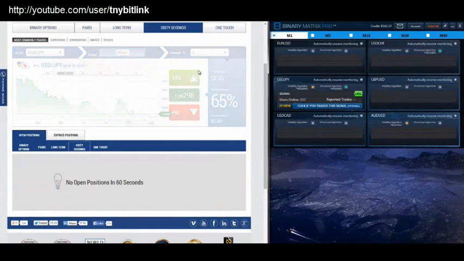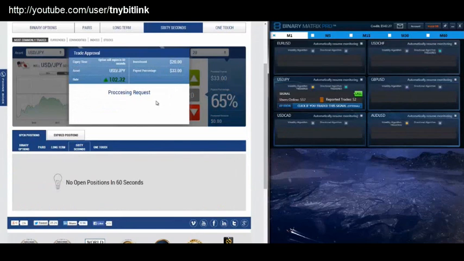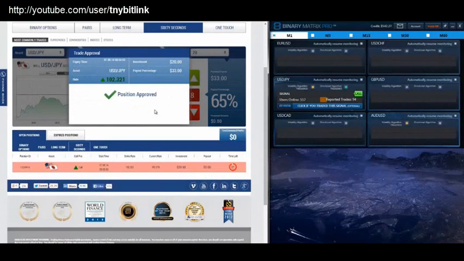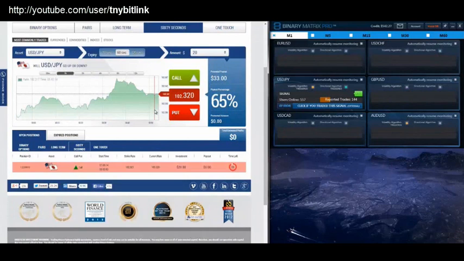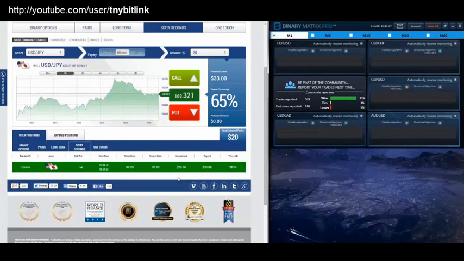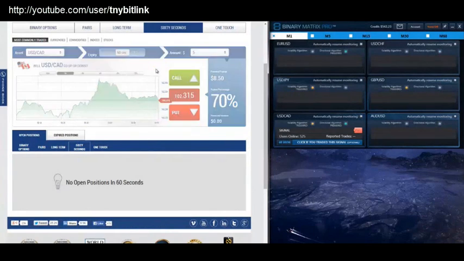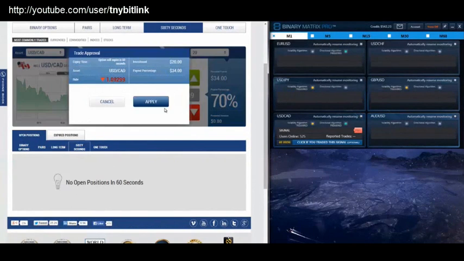All right, we've got a dollar yen, $20. This is a call. And we're in. All right, back to check this call signal on the dollar yen. Again, some sideways movement. Looking for the price to go up just a little. And it did. We were winning. All right, we've got a USD Canadian, and this is a put.